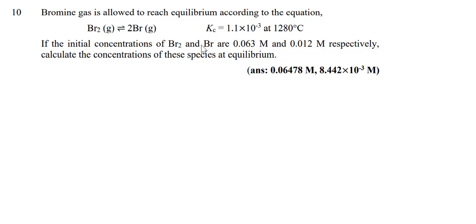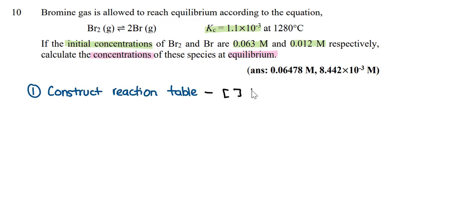To answer question number 10, first let's analyze the question. We have the value of Kc, the initial concentration of each species, and the question asks you to find the concentration of these species at equilibrium. So the first step, you have to construct your reaction table. Use the concentration terms, since we have the initial concentration and also the value of Kc.